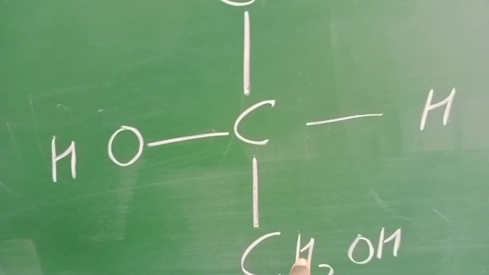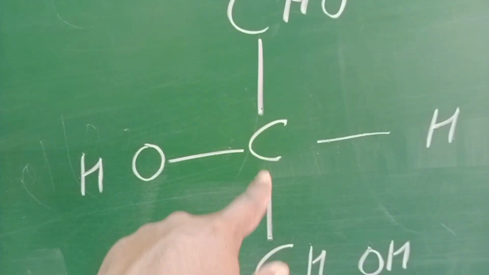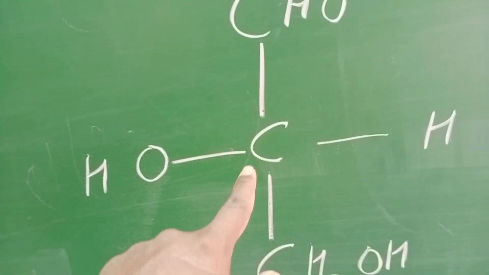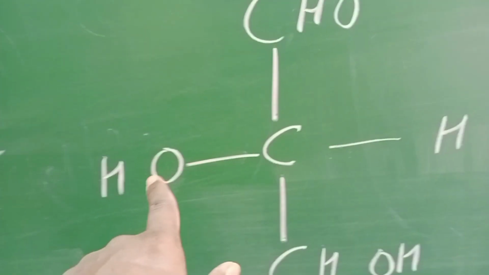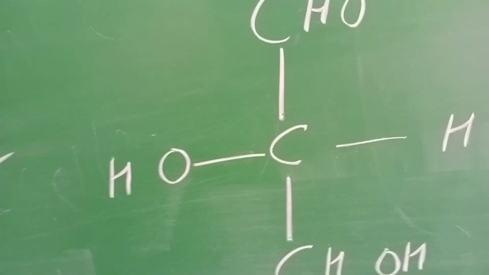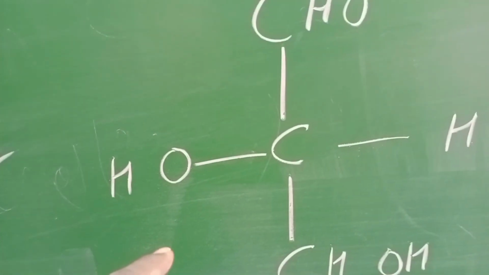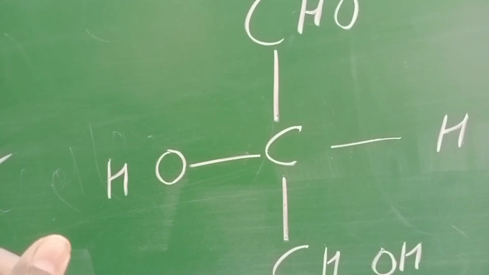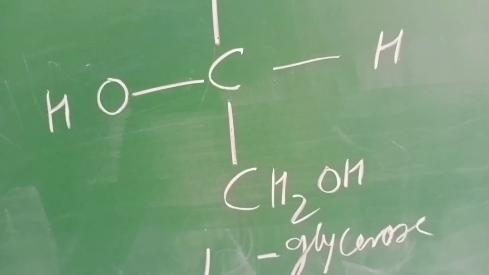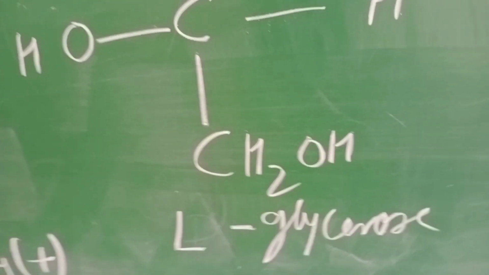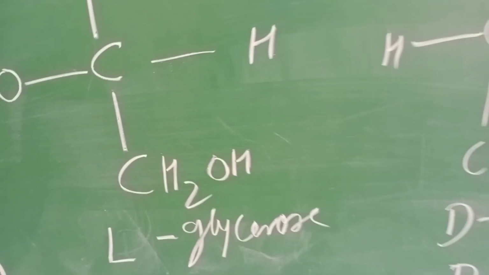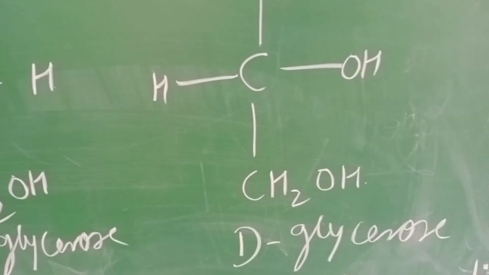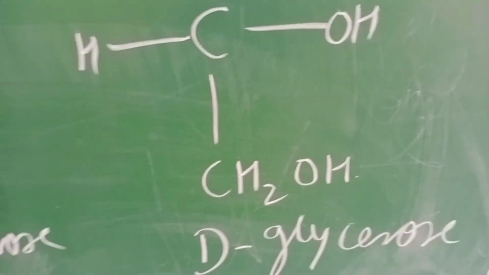This is the terminal carbon atom, and this is the neighboring carbon atom. Here the orientation of the OH group is towards the left side, and hence this molecule is said to be capital L-glycerose. Now let us look into another molecule, that is the capital D-glycerose.